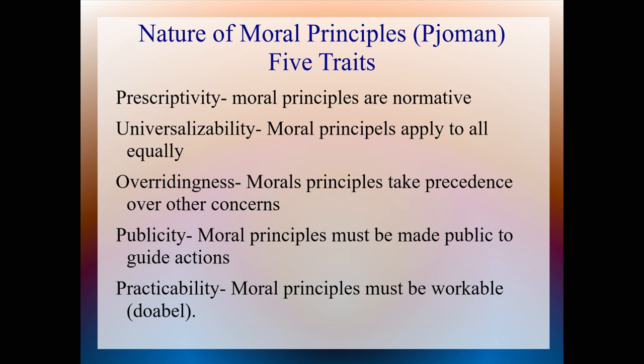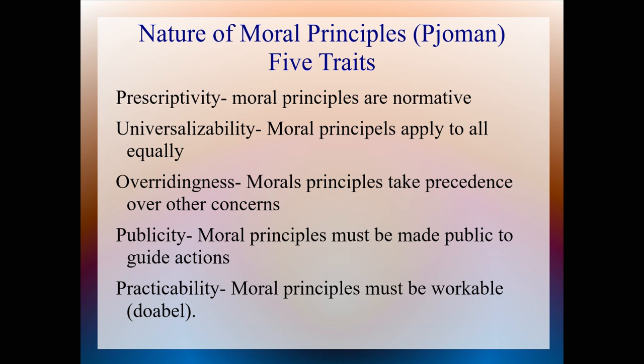So moral principles must be things that can be done. That's what practicability means. So these 5 traits: prescriptivity tells you what you should do, not just what has been done. Universalizability means it applies to everybody equally. Overridingness means it has to take precedence over other concerns. Publicity means it has to be public to guide actions. People have to know what they're supposed to do. And then practicability means that they must be able to be done.